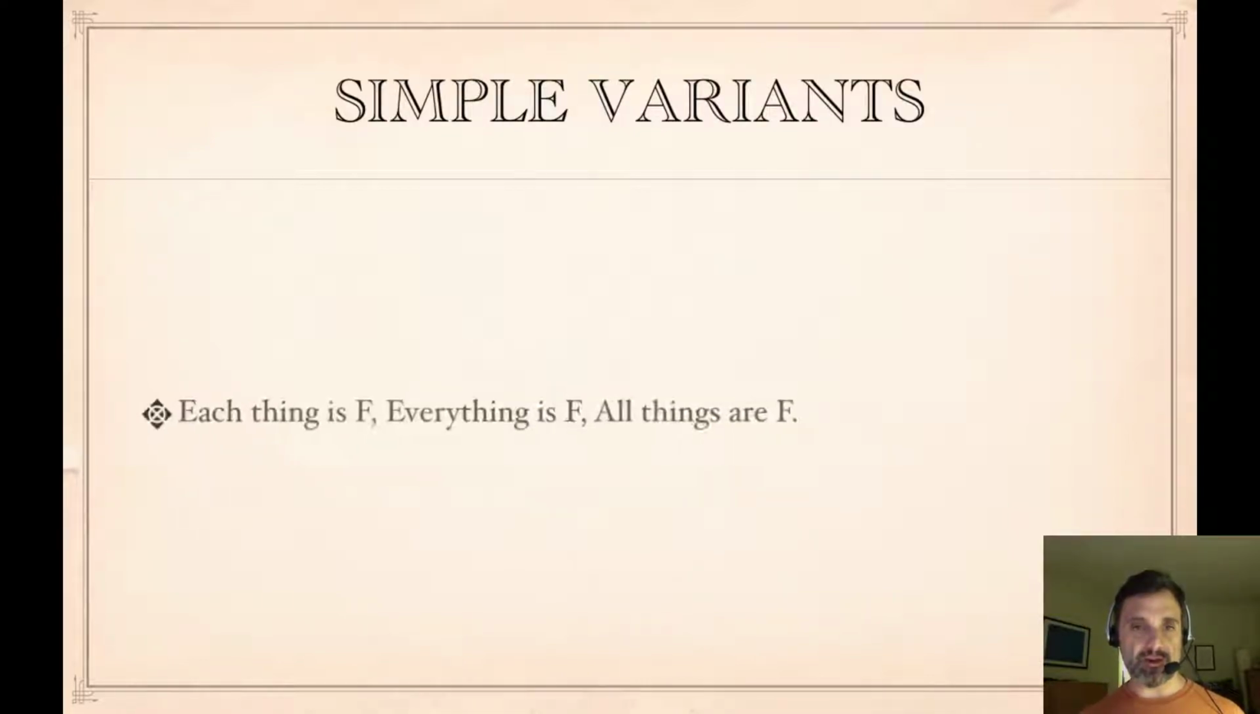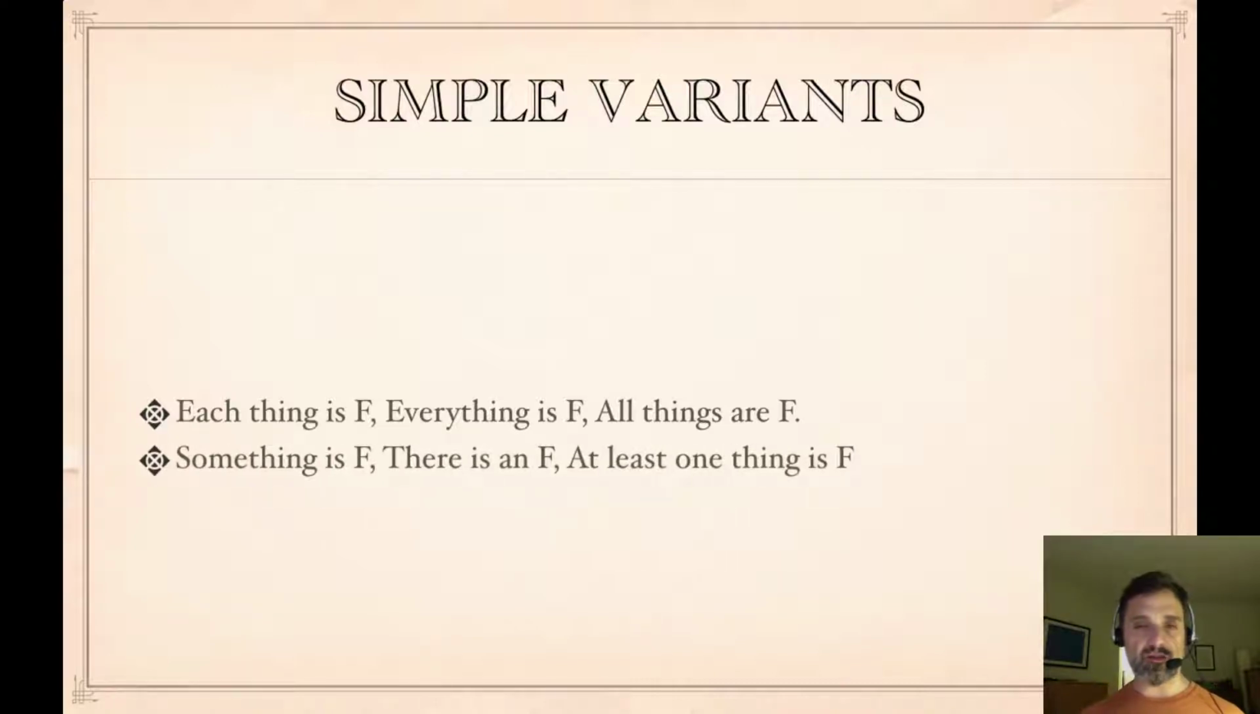And they have these simple variants. Each thing is F, everything is F, all things are F, are variants of "each thing is such that it is F." Something is F, there is an F, at least one thing is F, are all variants of "at least one thing is such that it is F."